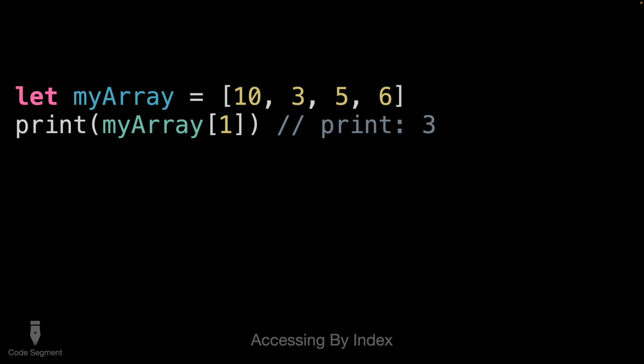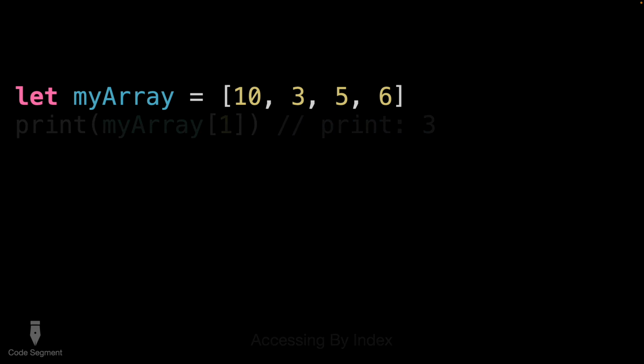So here we access index 1, which is the second element in the array. So we print the value 3, because that is what the second element is, the element at index 1 in the array.